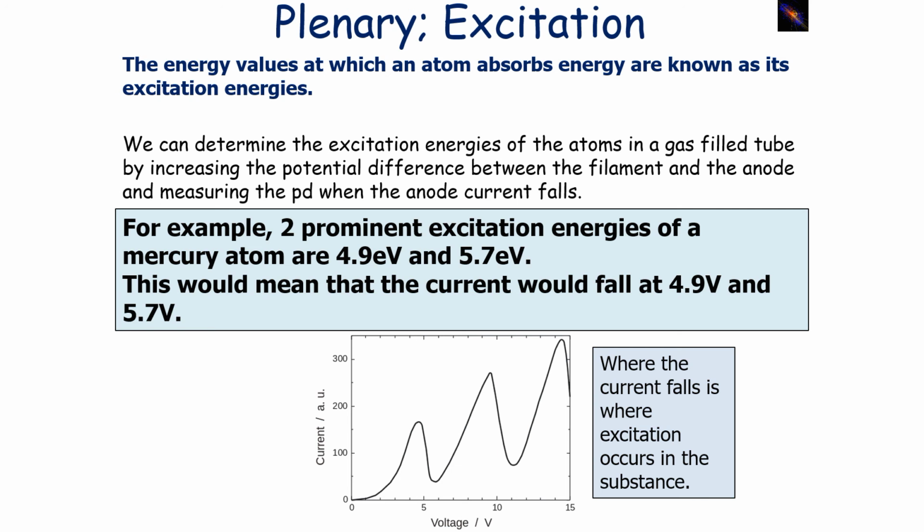So in this example, we have two prominent excitation energies of the mercury atom, one at 4.9 eV and one at 5.7 eV. So it would mean that if we placed a potential difference through a gas of mercury, the current would dip but not completely go to zero at 4.9 volts and 5.7 volts. Remember, it doesn't go completely to zero because not all of the electrons stop moving when they cause an excitation by collision, because it has to just be that energy level difference or above for a colliding electron.